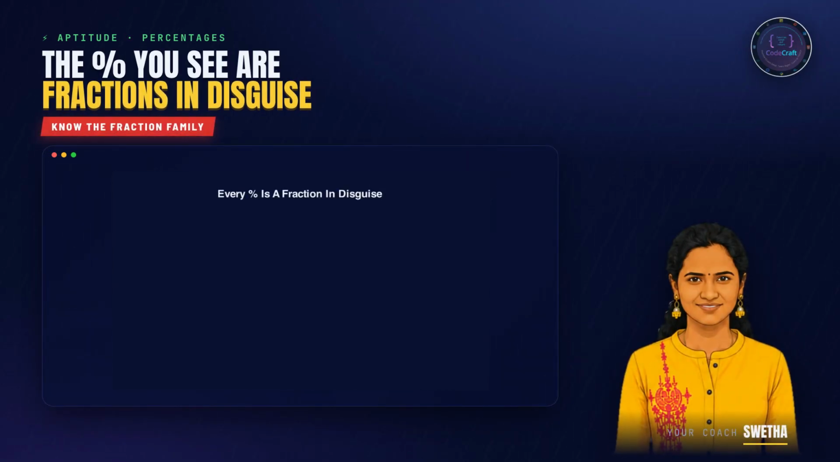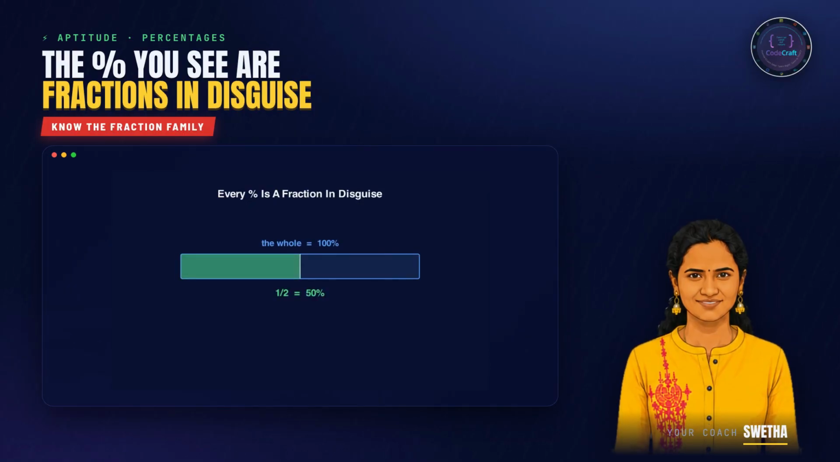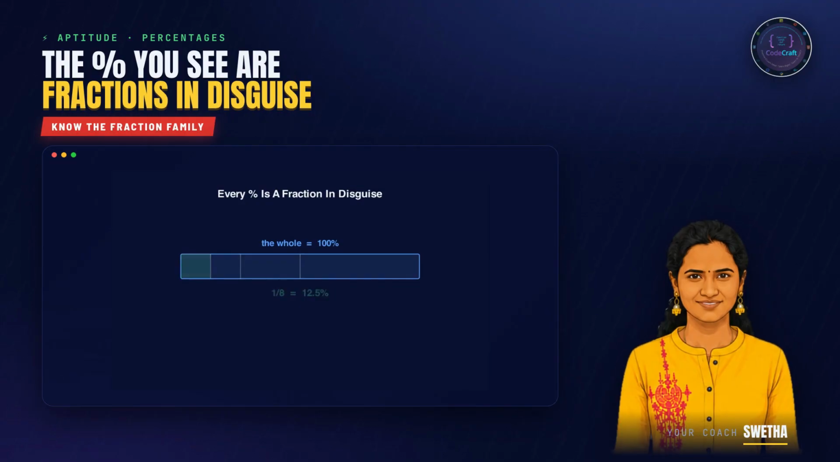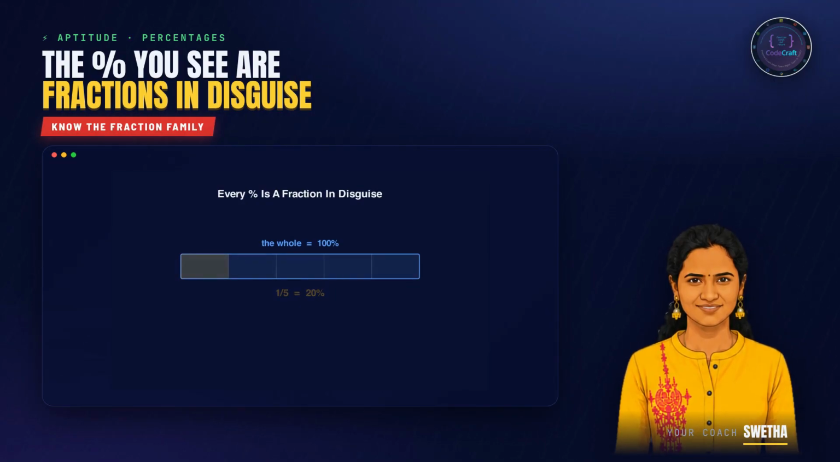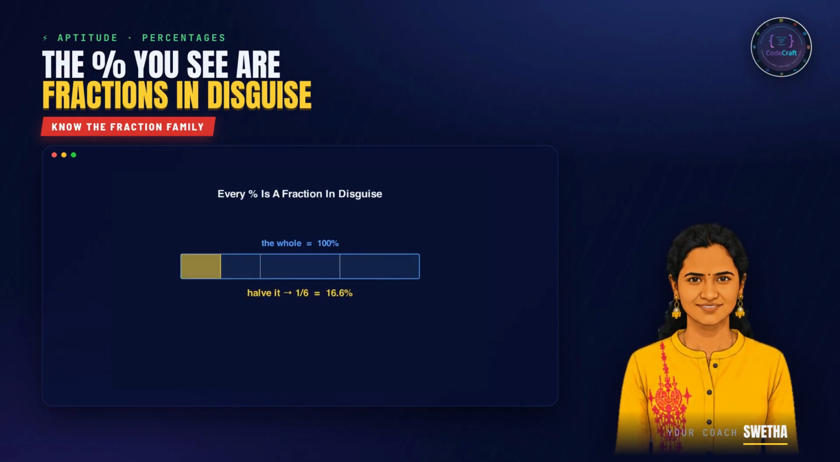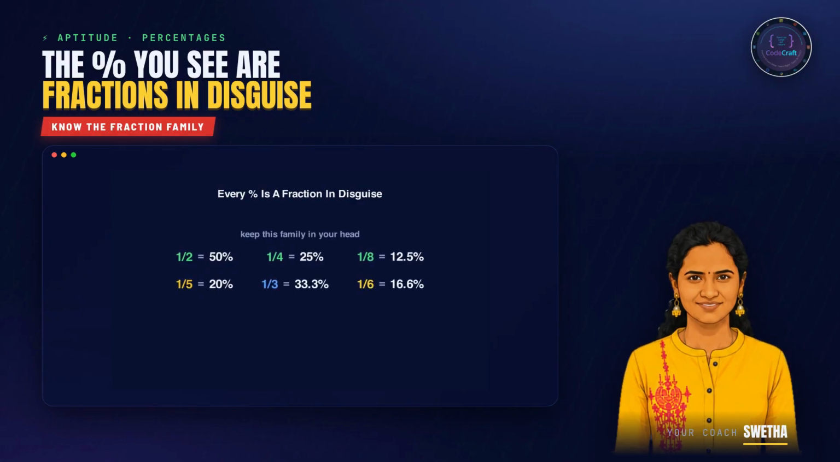Here's the shortcut fast solvers live by. The percentages you meet over and over are just simple fractions in disguise. And once you see the fraction, you do it in your head. Start with the whole. 100%, cut it in half. 50%, 1/2. Halve that? 25, a quarter. Halve again. 12.5, an eighth. Every cut just halves the percent. Now cut the whole into 5, 20%, 1/5. And into 3, 33.3, 1/3. Halve that, and 1/6 is 16.6. Keep this little family in your head. A half is 50, a quarter 25, an eighth 12.5, a fifth 20, a third 33, a sixth 16.6.